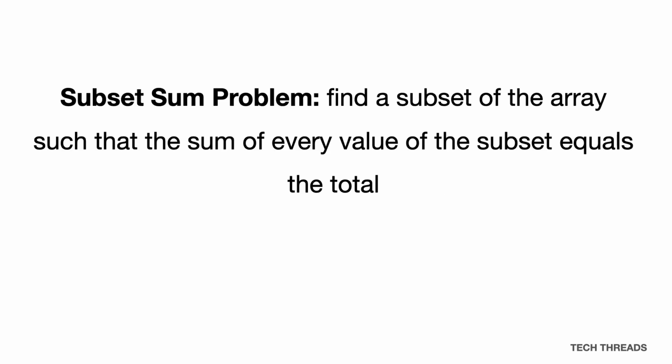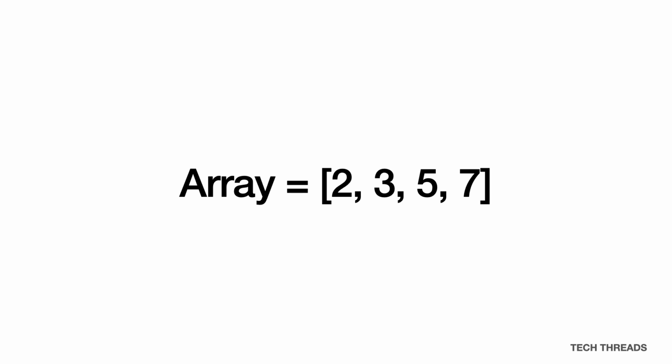The subset sum problem is a problem where you have an array of numbers and a number called the total. The aim is to find all the subsets of the array such that the sum of all the values in the subset equals the total. Our total will be 10, and the array we are using will contain the numbers 2, 3, 5, and 7.